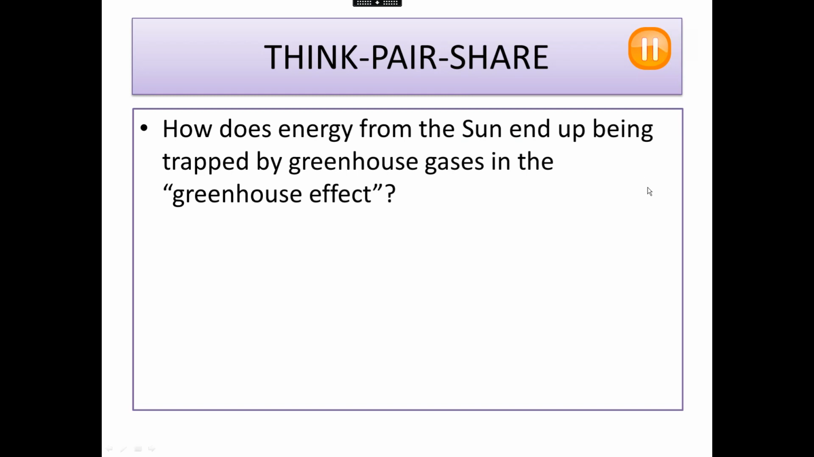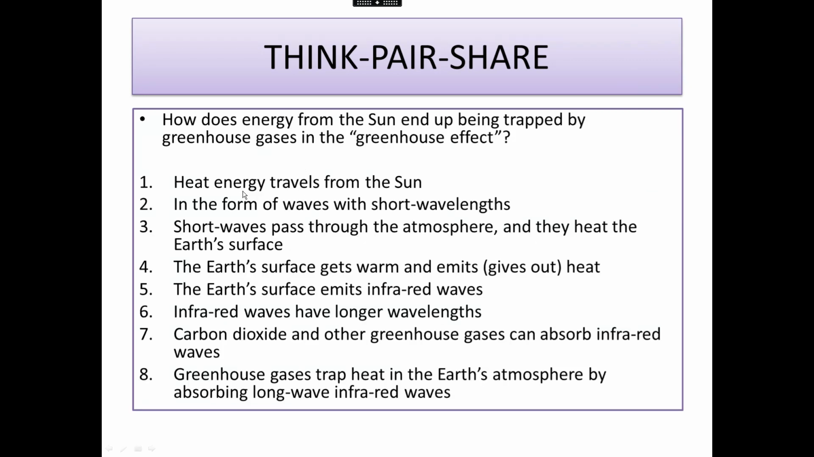Let's have a look at my answer. I said, heat energy travels from the sun in the form of waves which have short wavelengths. The short waves pass through the atmosphere. They heat the Earth's surface. The Earth's surface gets warm. The Earth's surface gives out infrared. Infrared has longer wavelengths, so the greenhouse gases can absorb them. So greenhouse gases trap heat by absorbing long wave infrared that's being given out by the Earth's surface after it gets warmed by the sun.